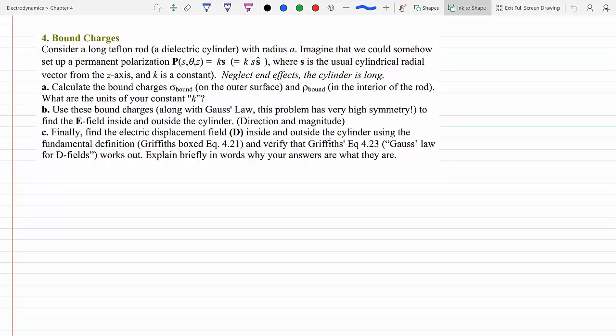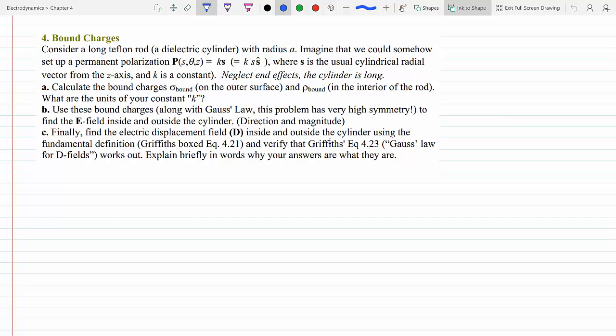We are more concerned here with the polarization itself, since it began, and what kind of electric field it creates or causes. Okay, so S is the usual cylindrical radial vector from the z-axis. K is constant, neglect end effects. The cylinder is long, so we don't have to worry about fringing and so on. Calculate the bound charges. So first, the outer surface charge, sigma.